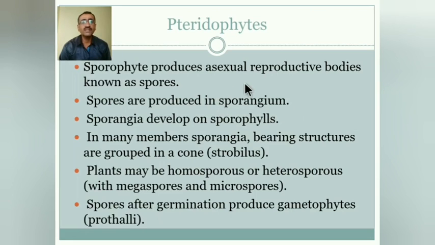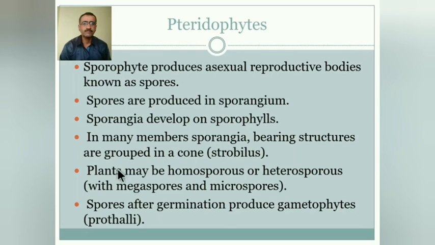Again, that sporangium is developed on the sporophyll. The sporangia develop on the sporophyll, that means the leaf-like structure on the pteridophytic plant body. On that sporophyll the sporangium is developed, and in that sporangium the spore is developed. Likewise, in many members, the sporangia-bearing structures are grouped in a cone, and that cone is known as the strobilus. Sporangia are grouped in a cone-like structure, known as the strobilus in the pteridophytic plant.